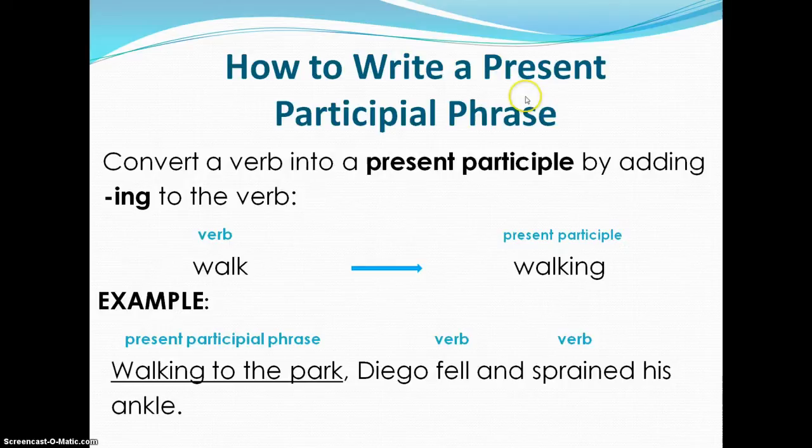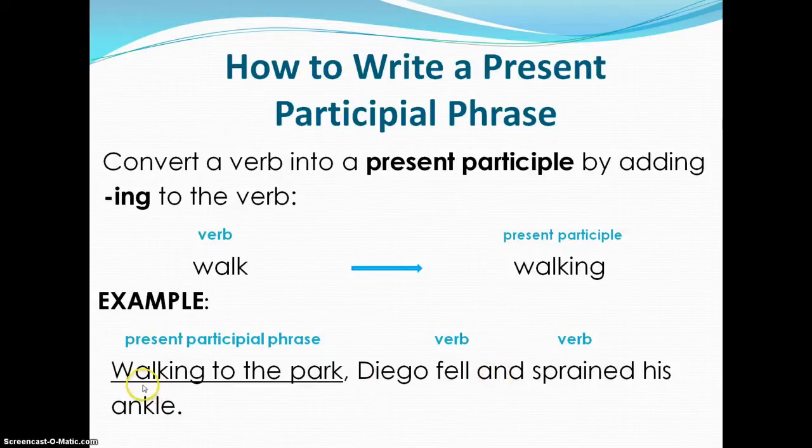So how to write a present participial phrase? Convert a verb into a present participle by adding ing to the verb. In this case we have a verb walk, and we're going to convert it to a present participle, walking, and this is our example. It begins with the present participial phrase walking to the park, comma, Diego fell and sprained his ankle.